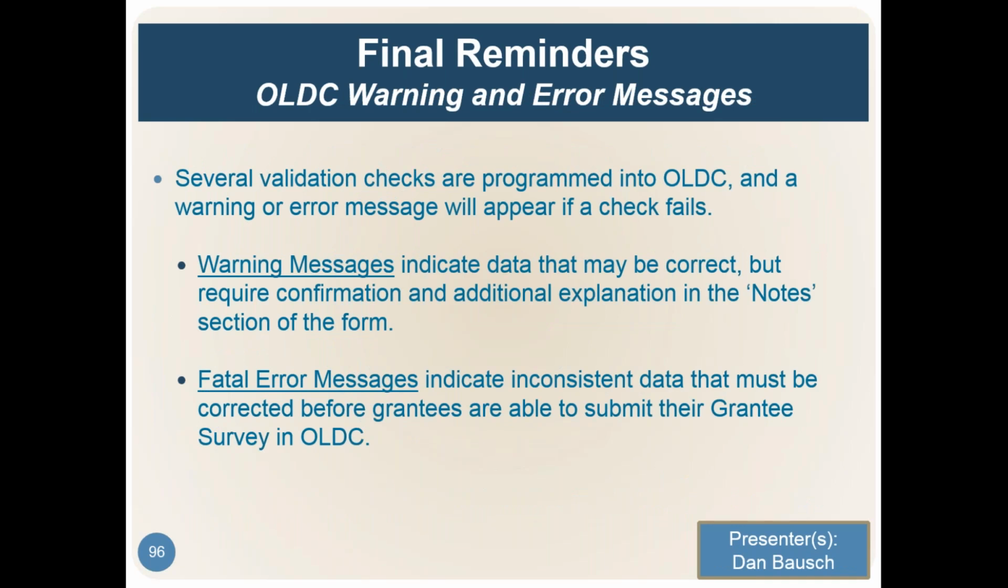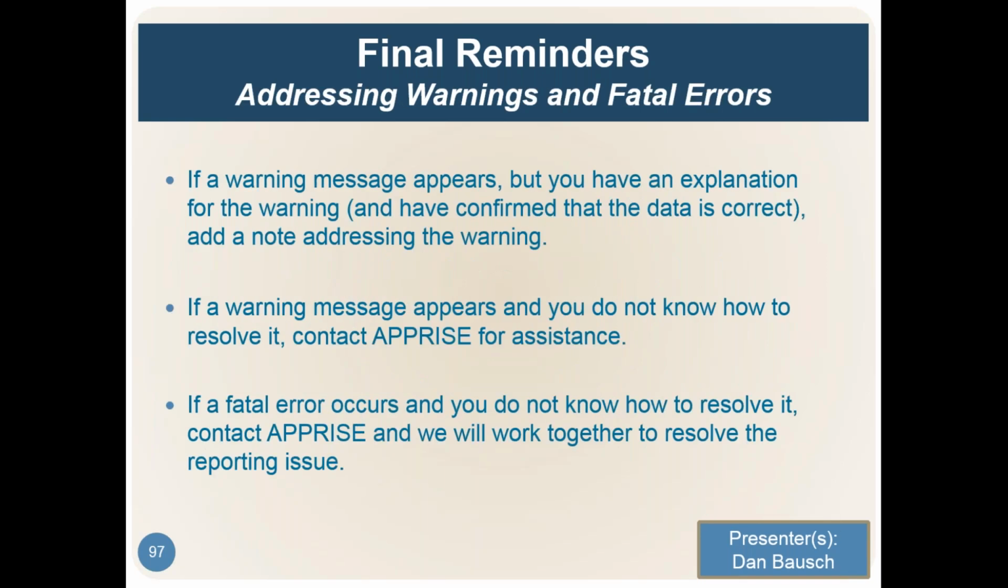OLDC includes several validation checks, and there are two types of messages you could receive when you go to validate your form. One's a warning message. That's just meant to alert you to a possible issue, to something you should investigate, and you may have to add a note on if the data are correct. And then a fatal error message would indicate if the data were inconsistent and you need to correct it before you can submit your form. If you receive any of those and you're not sure how to address it, just reach out to us for assistance, and we can look at your form and help you to understand what's occurring.